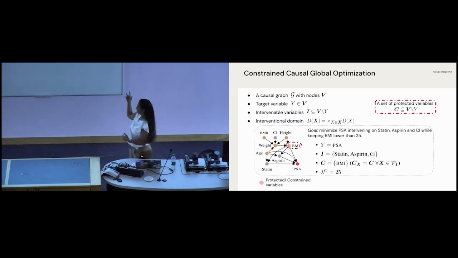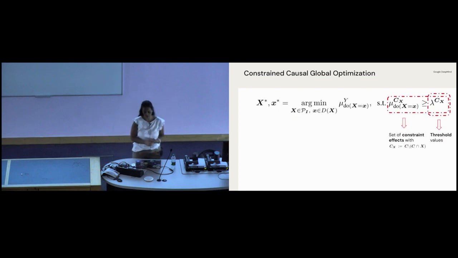So again, we have the same setting, just a different set of variables that allows us to define a slightly different optimization problem. So it's exactly as before, but we also want to ensure that for a set of variables, the constraint effect, which is again just the expected value of an intervention on a variable C, is kept below or above a certain level.